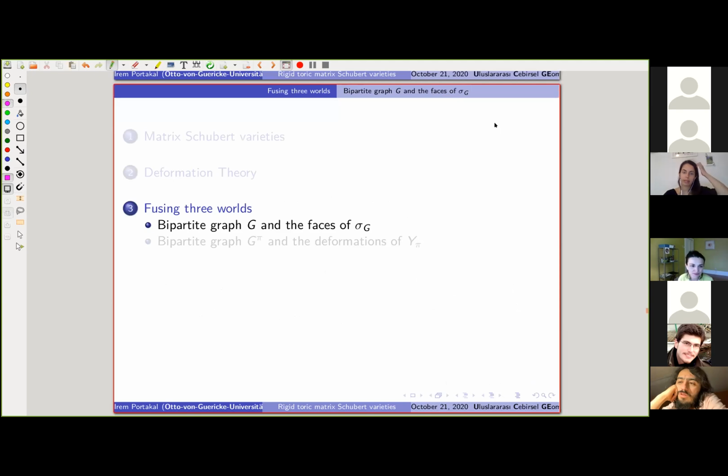Okay, so the last part of this talk is about, so we talked about many things, right? We talked about matrix Schubert varieties, rothe diagrams, deformation theory, this huge theory, and toric varieties, cones, graphs. And what I would like to do at the end of this talk is to tell you something about rigidity. So basically classify the rigid toric matrix Schubert varieties in terms of graphs. Afterwards, I can translate this back to rothe diagrams.